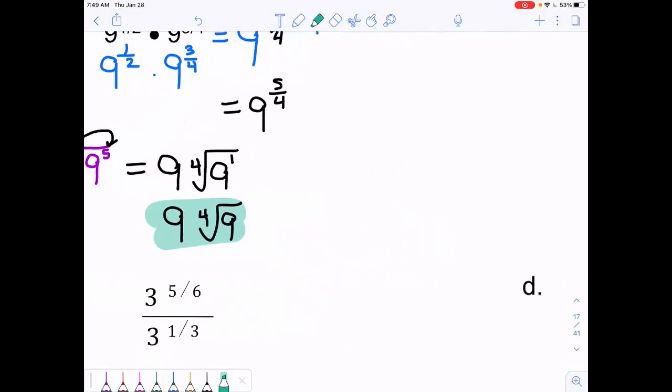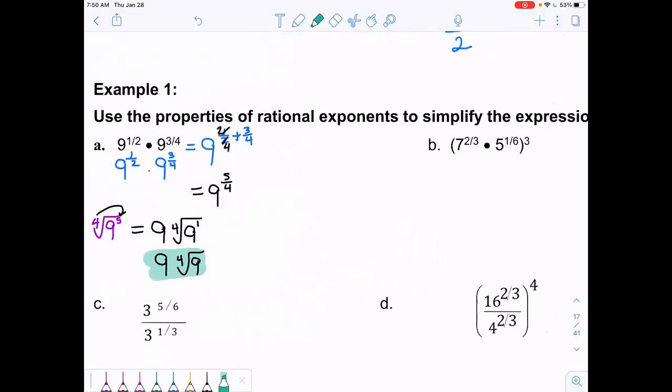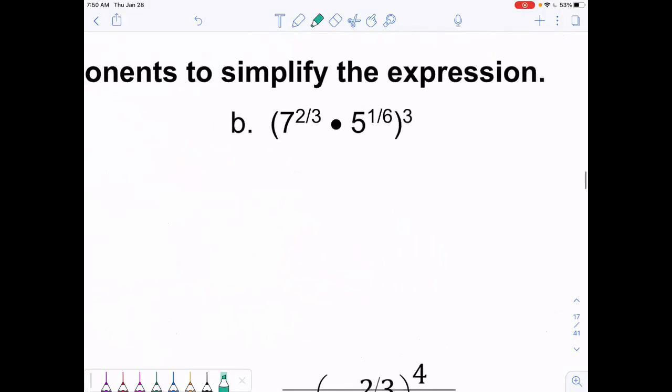All right, let's look at the next one. So these are all a little different. We have 7 to the 2/3 times 5 to the 1/6. All of that is in parentheses and it's cubed. Cody, what do you do with the exponent outside when you have a quantity inside that's being multiplied? You multiply the 2/3 exponent and 1/6 exponent by 3. Yeah, oops, switch my marker here.